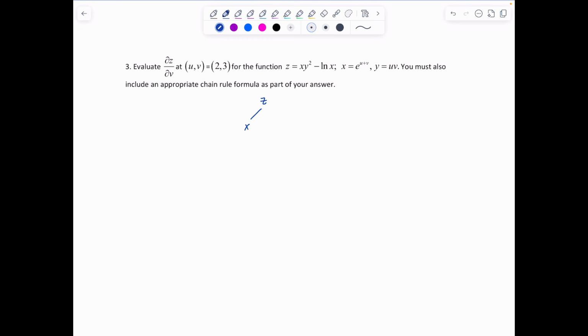So z is a function of x and y, which are each functions of u and v. So if I want del z del v, find all the v's, and then start at the top, trace your path down to each of those branches. So that means del z del v is going to be del z del x times del x del v plus del z del y times del y del v. Those should all be partial derivatives.